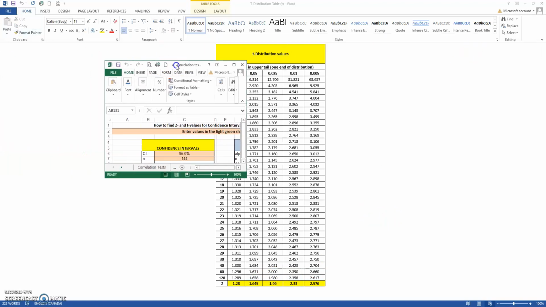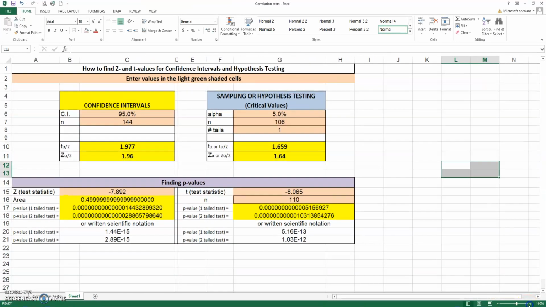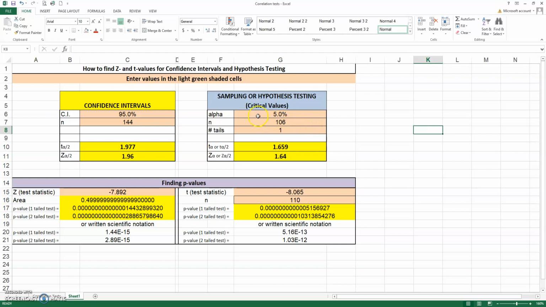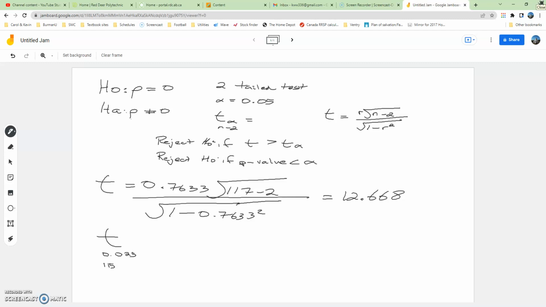So I have created this sheet that you can use. I'll make this available. Let's blow this up a bit. Let's find our critical value. We're doing hypothesis testing here. 5%, sample size 117, two-tail test. There is in yellow our critical value, 1.981. This is the value we need. We only need that sheet because our sample size is more than the t-table allows.